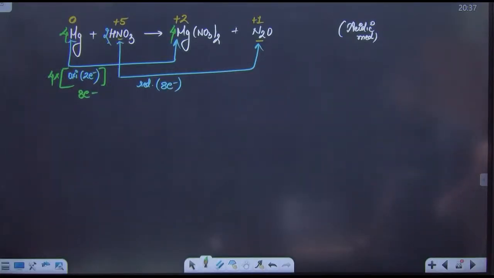let's check oxygen atoms. Which one is oxygen deficient side, guys? Reactant side is deficient? Yes, sir. And by how many oxygen atoms are they deficient? Is it NO3 or NO2? Let me check. Yeah, that is NO3. 4 oxygen, 4 oxygen, 2 nitrogen, 2 nitrogen.